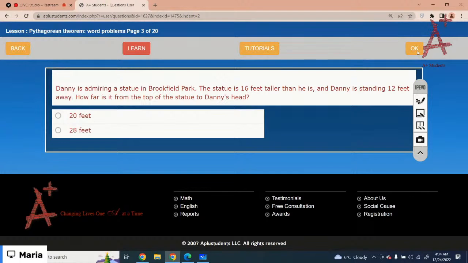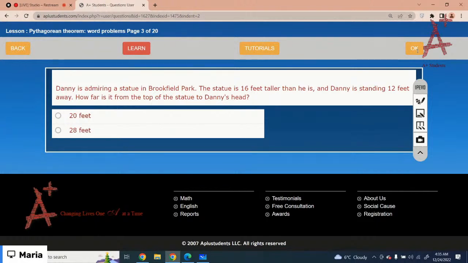The correct option is, it would be 256 plus 144 is 400. I think it is 20 feet. Got it?